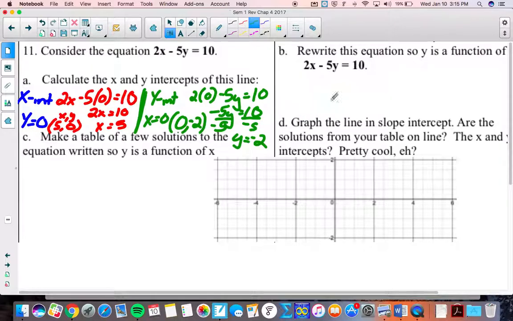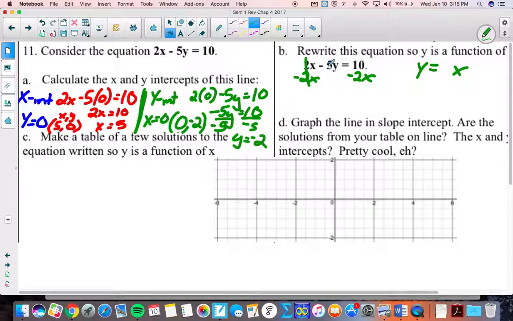Part B says write this equation so y is a function of x. That means isolate the y. If we translate that, y is means equals. We want to get y equals, and then there'll be an x over there. So we'll subtract 2x to start getting y by itself.